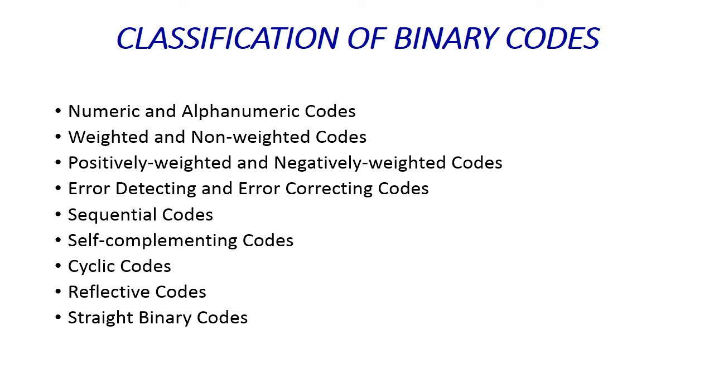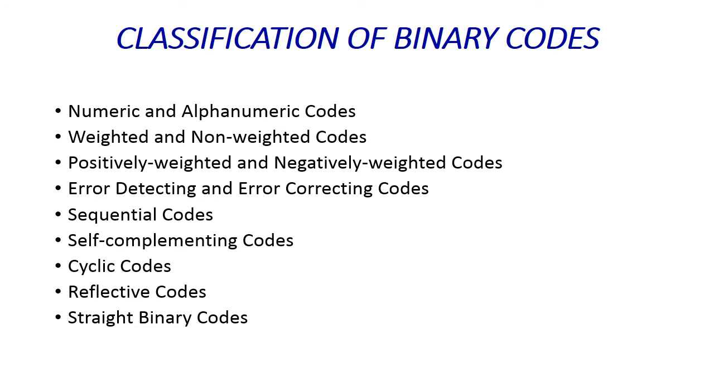Now alphanumeric codes. What are the alphanumeric codes? Alphanumeric codes represent alphanumeric information, that is, letters of the alphabet and decimal numbers as a sequence of zeros and ones. Examples are ASCII code or EBCDIC code. All these are called alphanumeric codes.